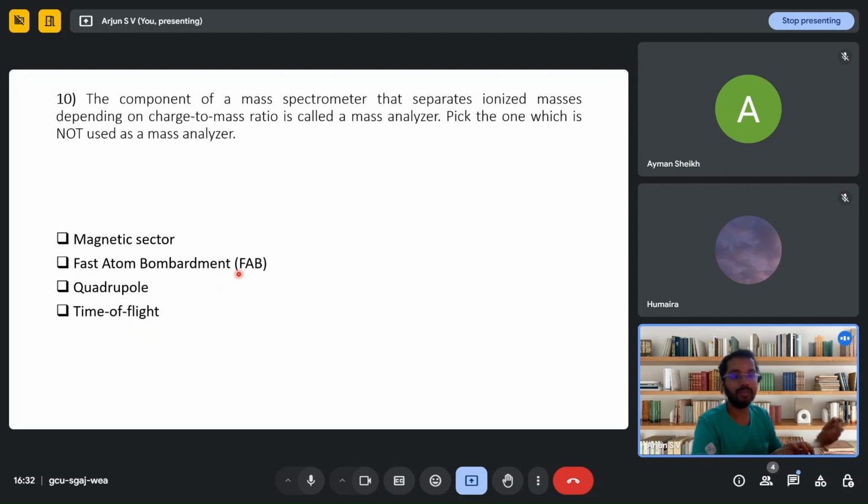So fast atom bombardment is a process where atoms are bombarded from a quartz tube onto a sample in a very fast fashion to generate ions, so that the bombardment can happen. So fast atom bombardment is an ionization technique and not a mass analyzer. So the correct option is fast atom bombardment.